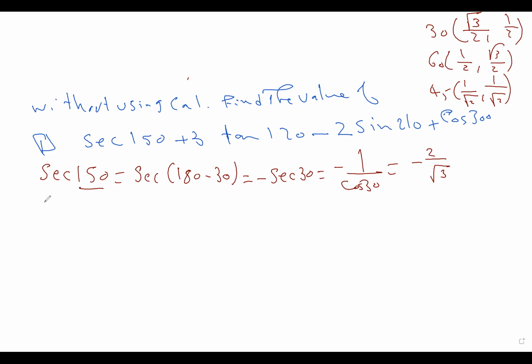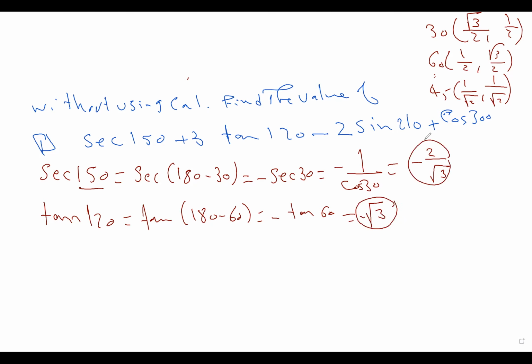What about tan 120? Who can solve it with me? Tan 120, in which quadrant? Second quadrant. So it will be tan(180 minus 60). In the second quadrant, the tan is negative, because only sine and its reciprocal are positive. So it will be negative tan 60. Tan means y over x, which is root 3, and you have the negative sign.